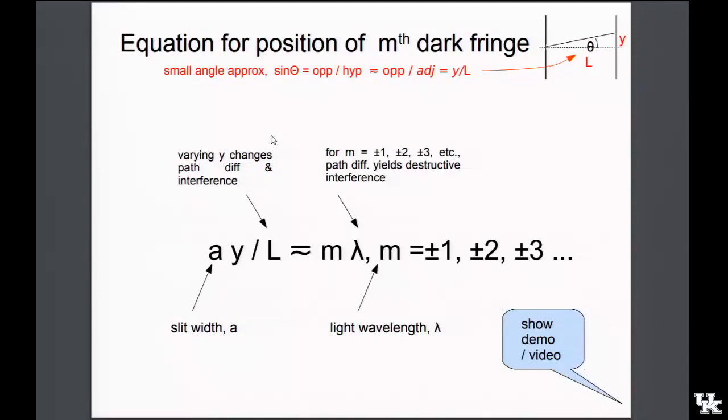But again, we see the slit width, we see the distance to the screen, we see the wavelength of the light, and we see an integer m that is the order of the dark fringes. So there are first order dark fringes when m equals plus or minus 1, second order dark fringes when m is plus or minus 2, third order dark fringes when m equals plus or minus 3.